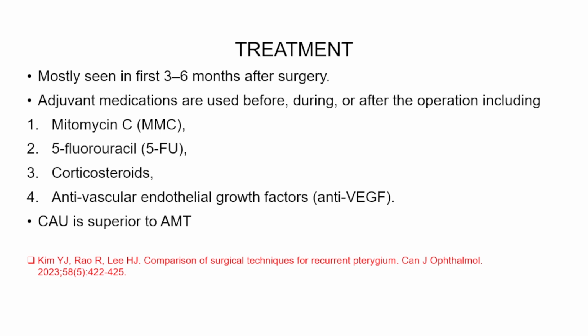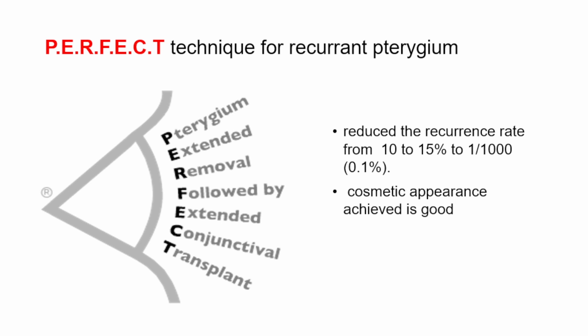0.02 to 0.04% you will use, for not more than 2 minutes. And there's a technique called the perfect technique used for recurrent pterygium. It is nothing but the pterygium extended removal followed by extended conjunctival transplantation. And we have to bear in mind that if it is extended removal, muscle disinsertion is a complication.